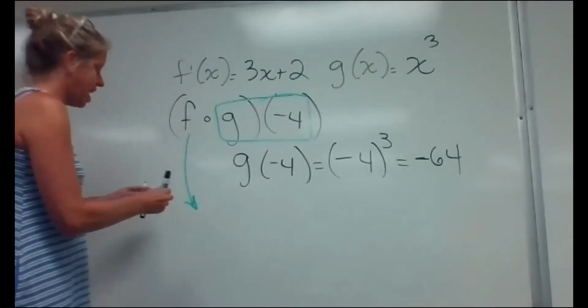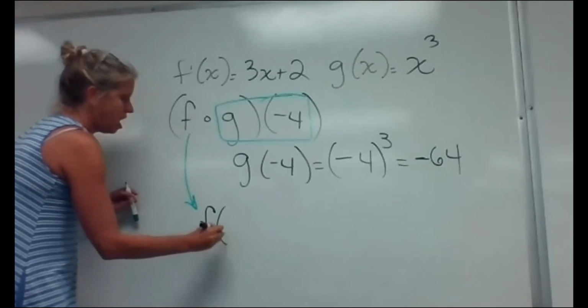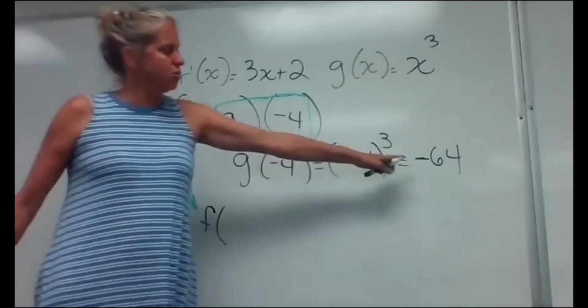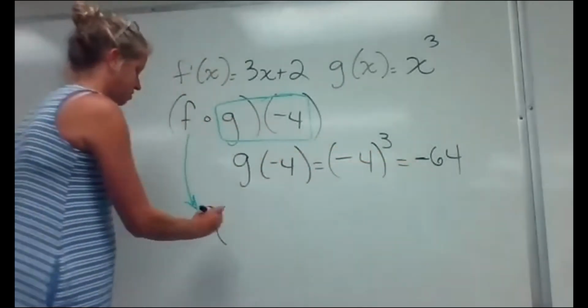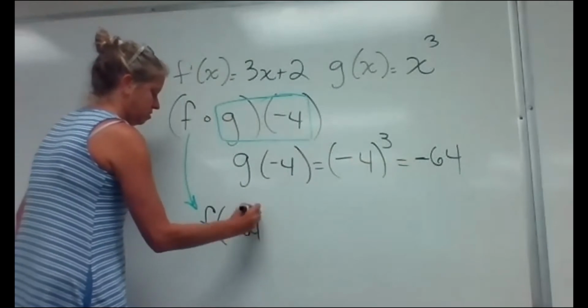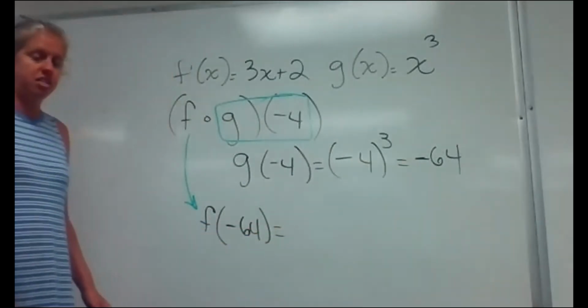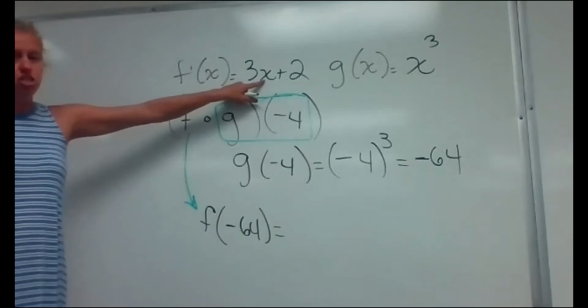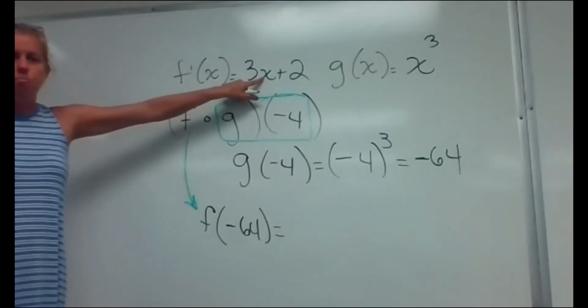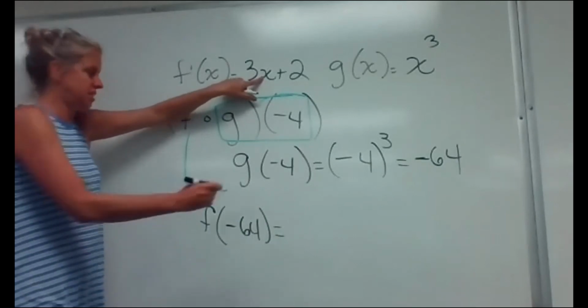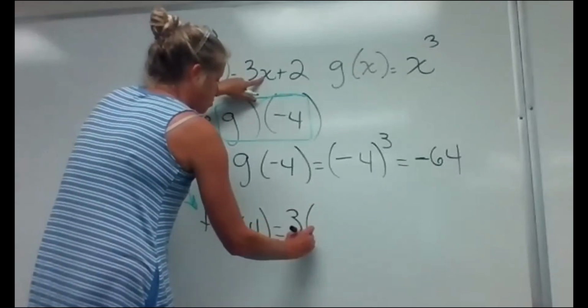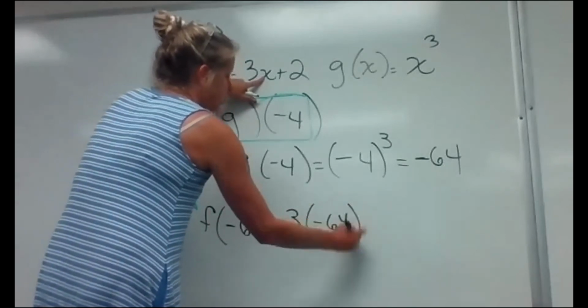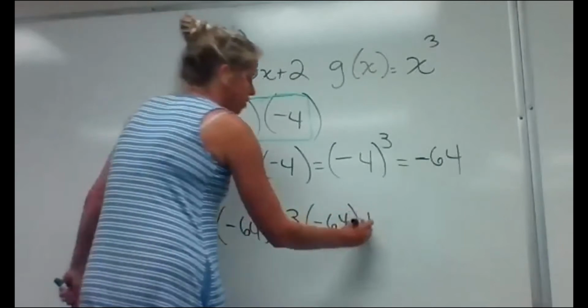And I'm finding f of whatever the first part of my answer was. So negative 64, which tells me to go to my f function and replace its x with negative 64. So if I do that, I have 3 times negative 64 plus 2.